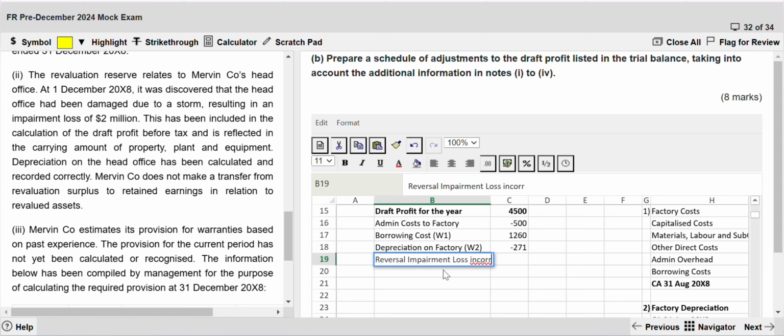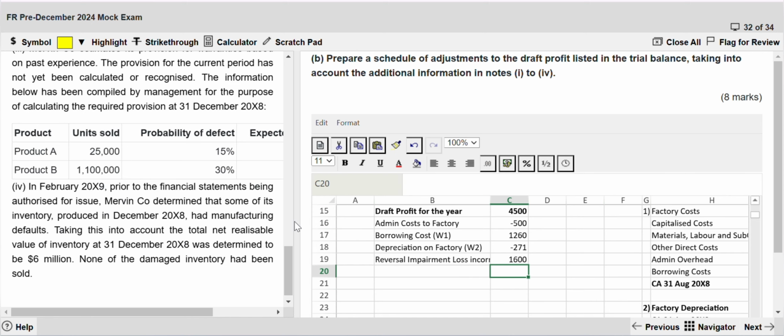Loss incorrectly classified, which should be recognized in OCI. So how much? 1,600. So the journal entry would be debit OCI 1,600, revaluation surplus 1,600, debit P&L 400, then credit PPE.